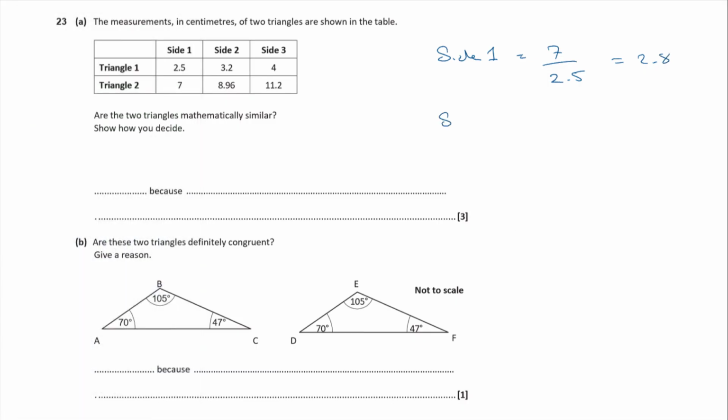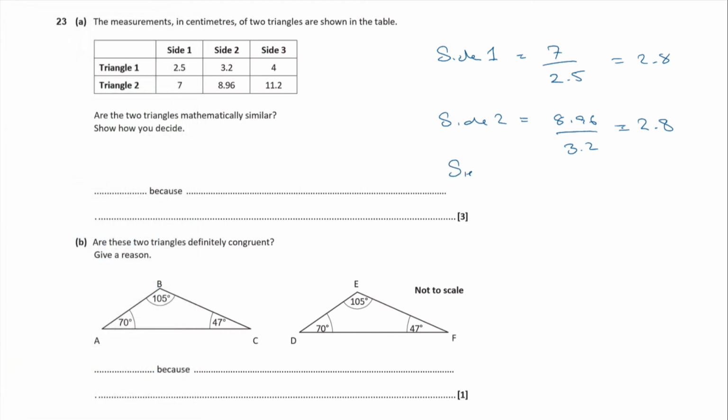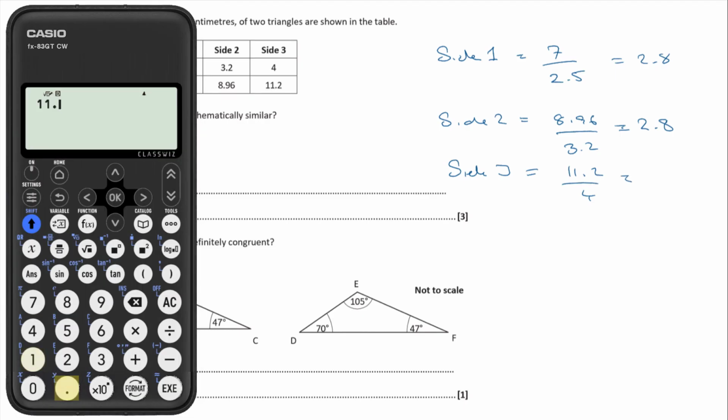Okay, side 2, that's going to be equal to 8.96 divided by 3.2. What does that come out to be? 8.96 divided by 3.2. Oh, look at that, it's also 2.8. Okay, so is the third time the charm? Let's find out. That's going to be 11.2 divided by 4 then. So 11.2 divided by 4, bonza. That also comes out to be 2.8.